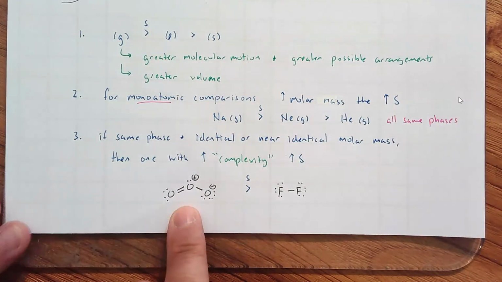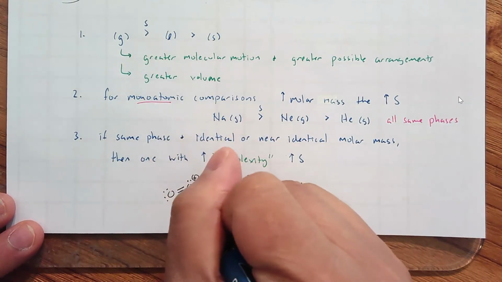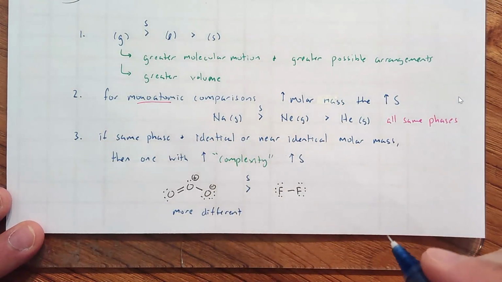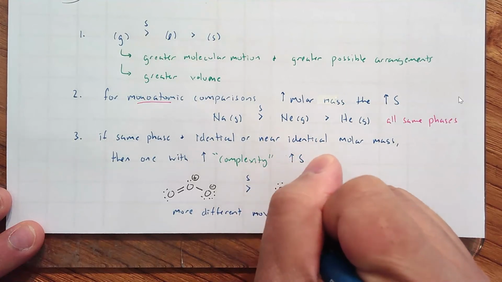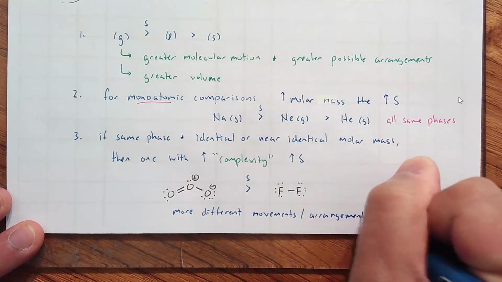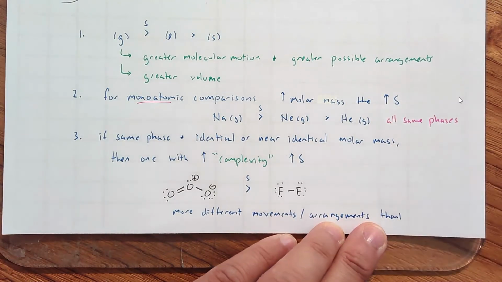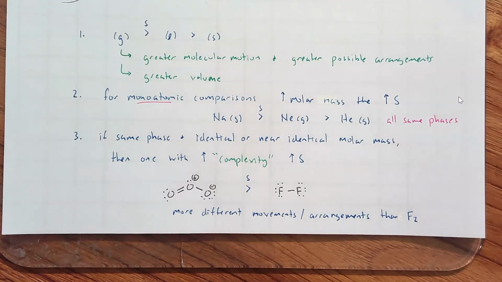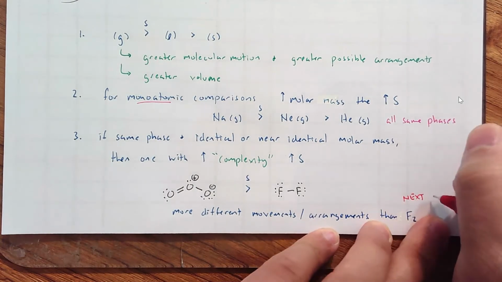Because this molecule here has more different arrangements, or how should I say this, movements or arrangements than F2. Whoops. Than F2. And I am going to go to the next page to explain that.